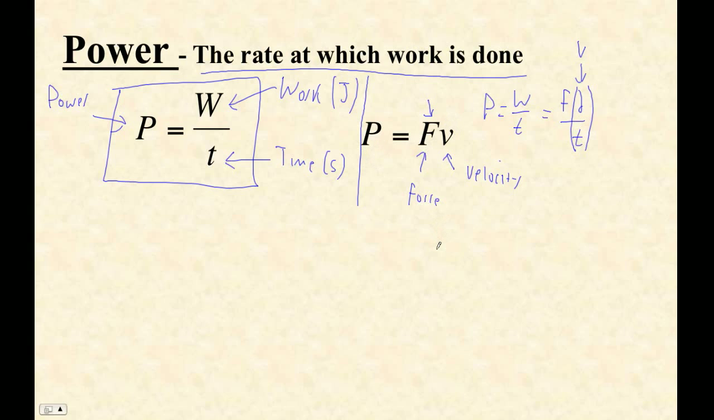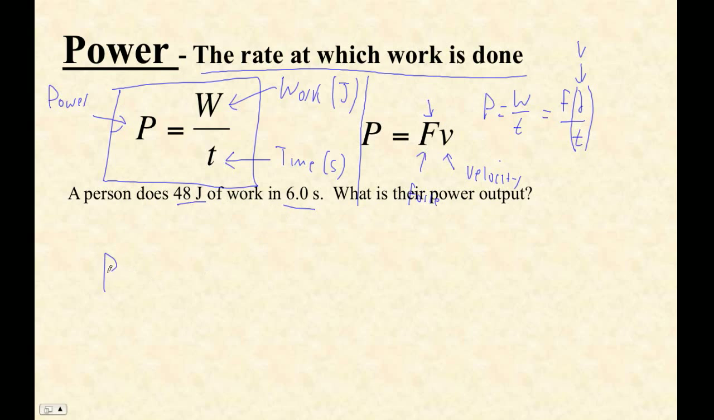So let's do an example problem here. A person does 48 joules of work in 6 seconds. Well, power is work divided by time. So that's 48 joules divided by 6 seconds.